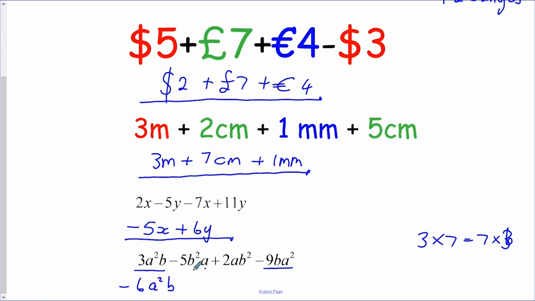Likewise, these two, which I've double underlined, are like. They both have two b's and an a multiplying together. I've got negative 5 of them plus 2 of them, so negative 3b squared a or ab squared. We normally write our variables in alphabetical order.